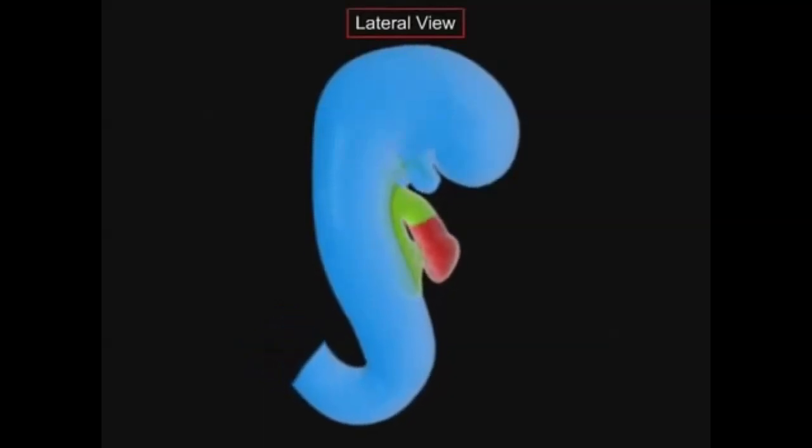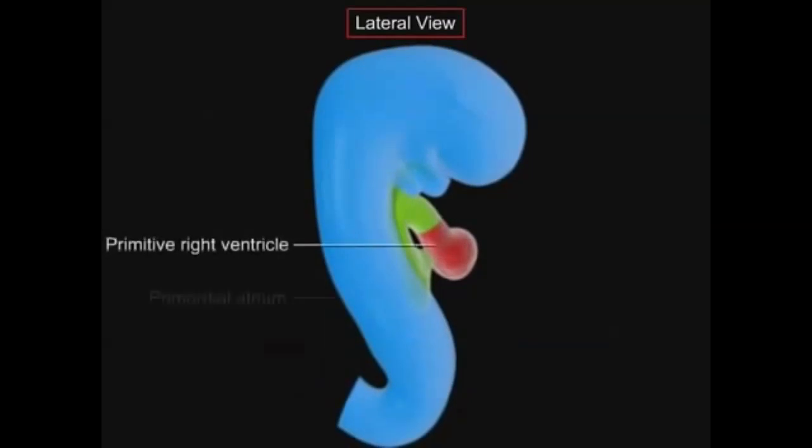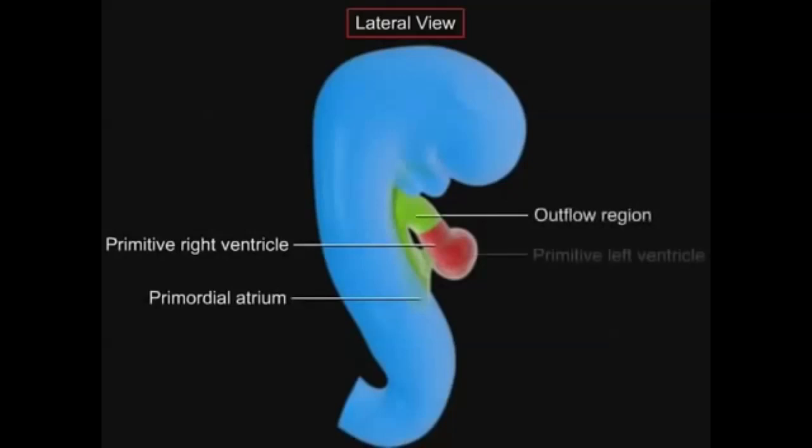So one type of heart dystrophy is cervical dystrophy. It's written that this is the primitive right ventricle of red color and of green color, this outflow region, which in future becomes aorta and truncus pulmonalis.